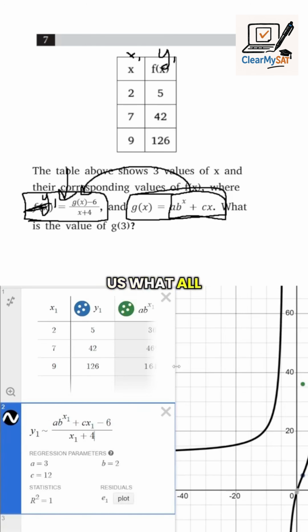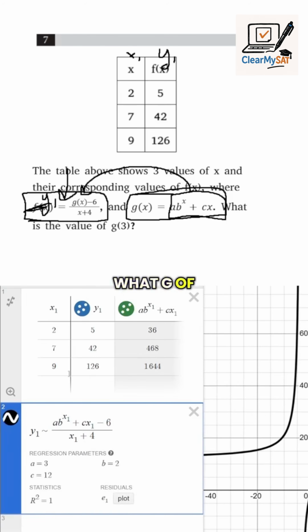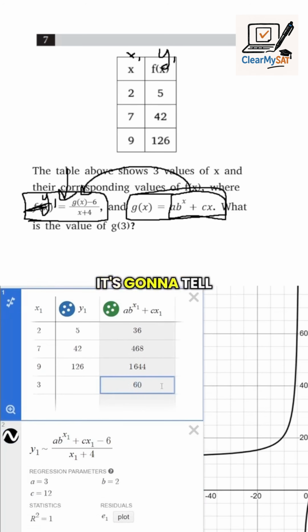Now it tells us what all of these are. And you actually can see now what g of x is. And so if I just put in 3 for x1, it's going to tell me that it is 6. So g of 3 is going to be 60.